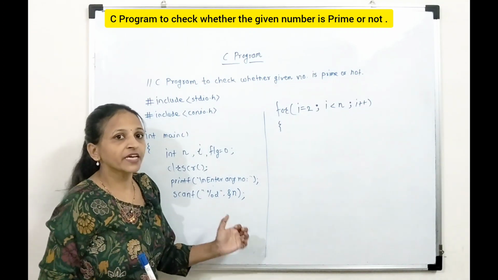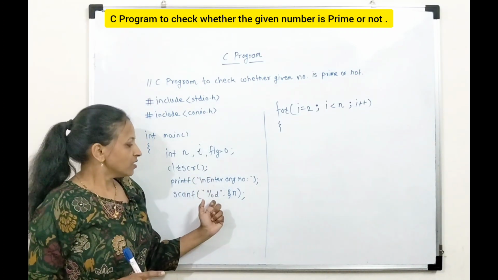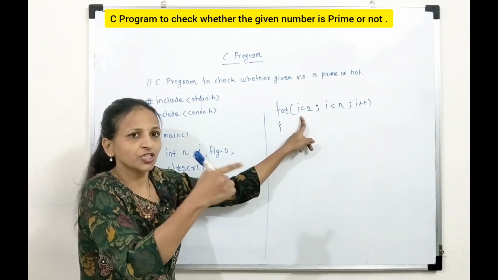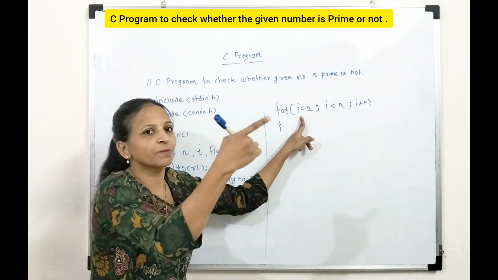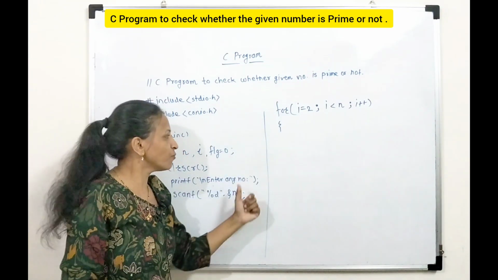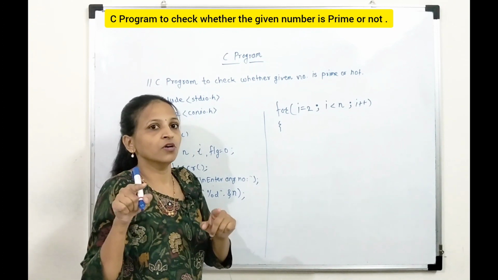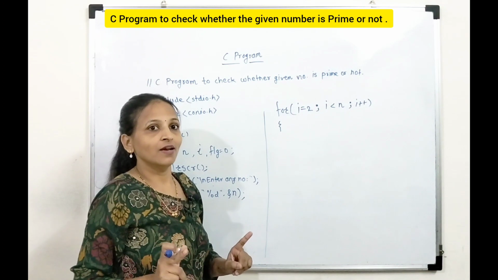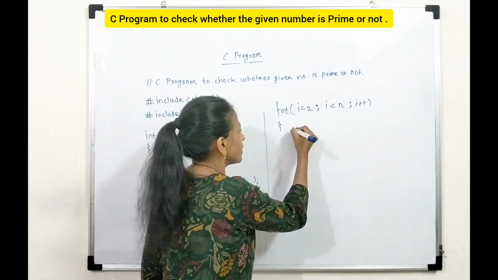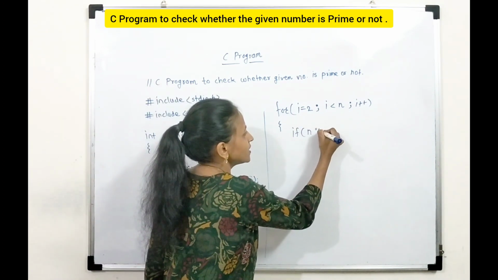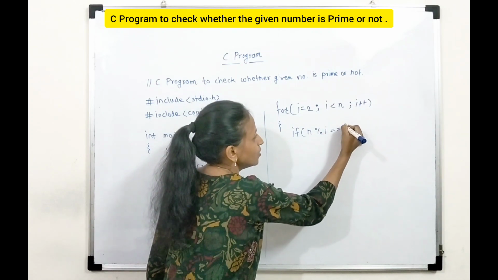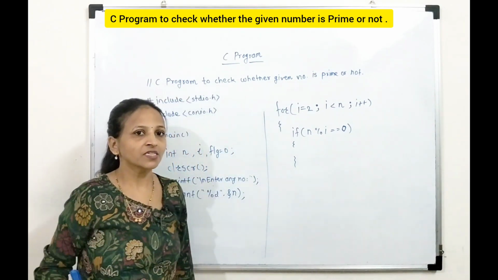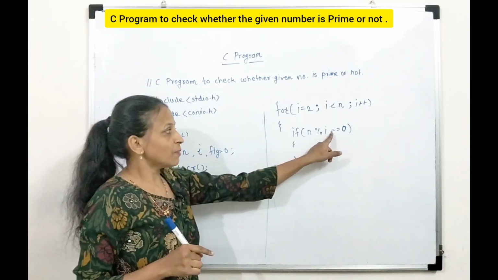Getting? Means we have to check whether n mod i, because i is changing here. See, i is initially 2, then 3, then 4, then 5, up to n minus 1. That's why we have to check whether n mod i equals 0. If it is equal to 0, means what? It is divisible. Okay, here see what I am writing. If n modulus i is equal to 0. 0 means remainder is 0. Remainder is 0 means that n is divisible by i.